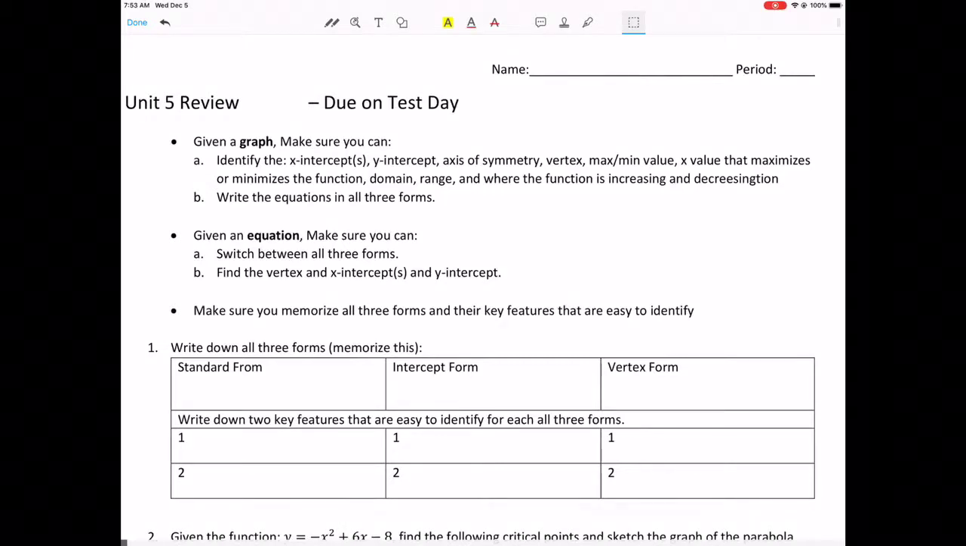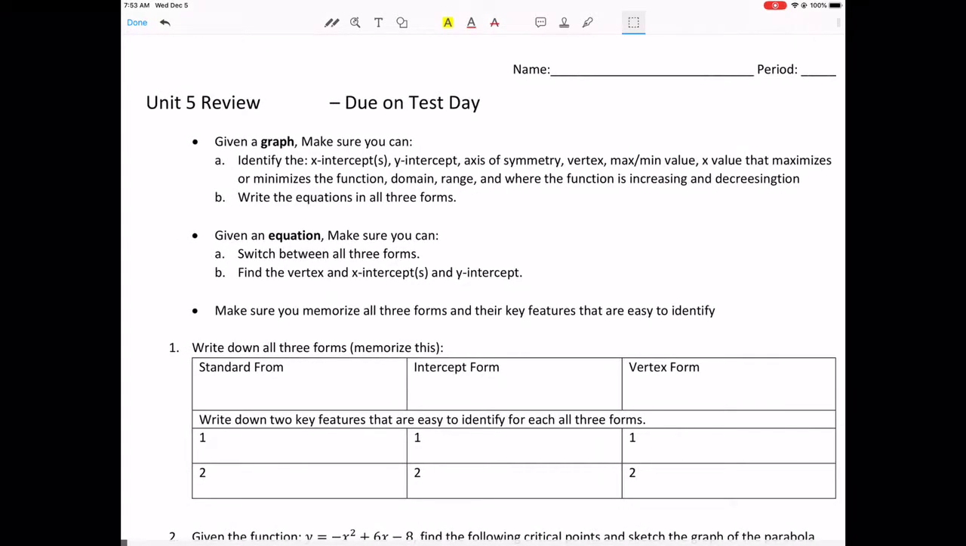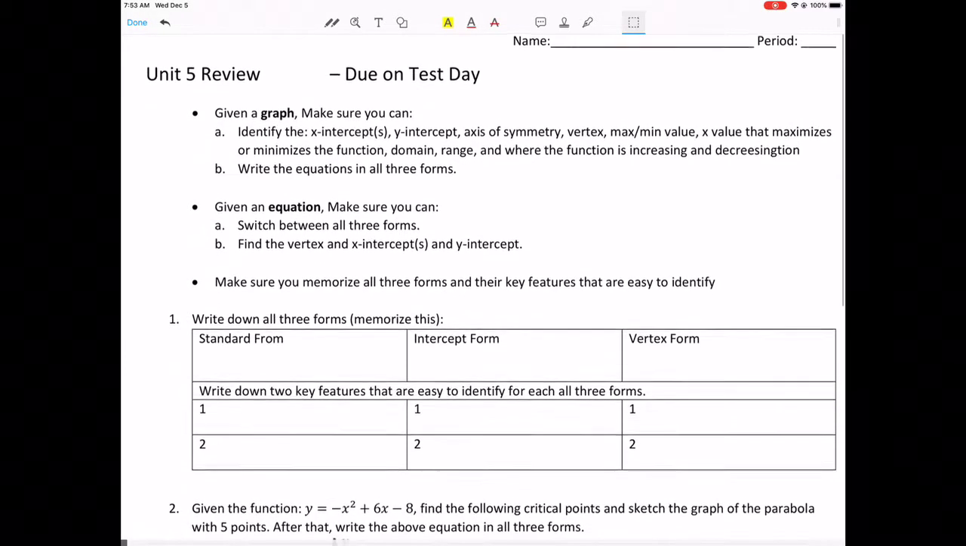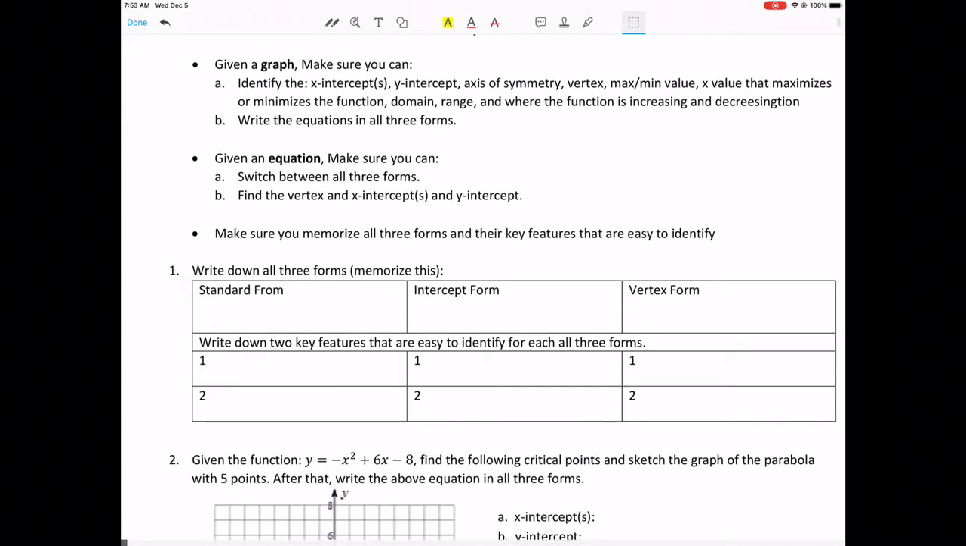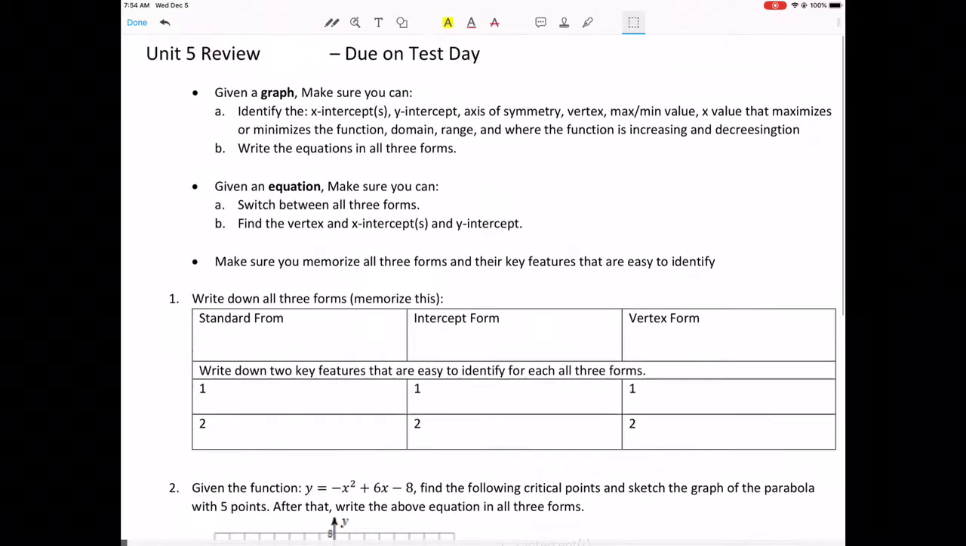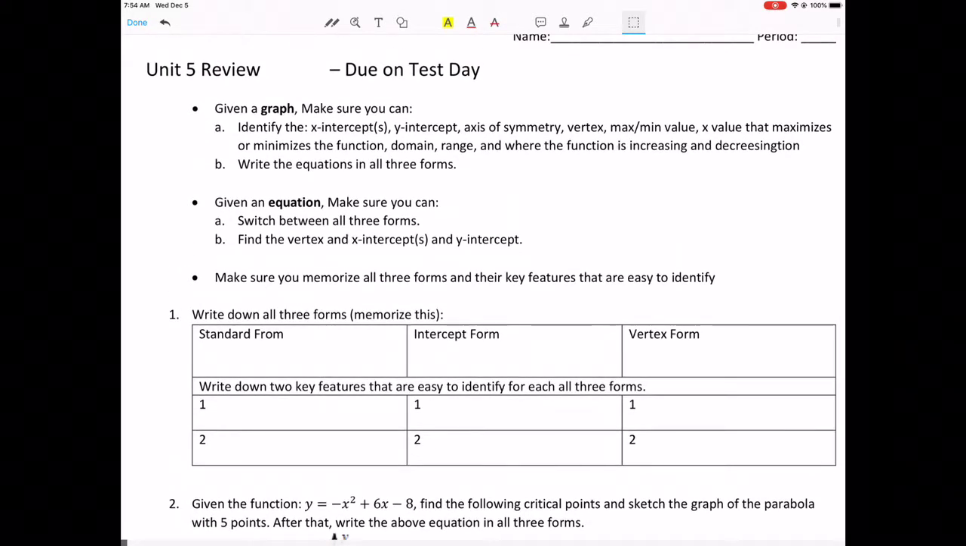Okay, so this is the Unit 5 review. Just for those who were absent, I'm sorry you weren't here. It won't be as easy because you won't be able to ask questions, but at least this is something to help you get ready for the test. Sorry I didn't get this out earlier. So these are the things that you need to make sure you know how to do on the test.